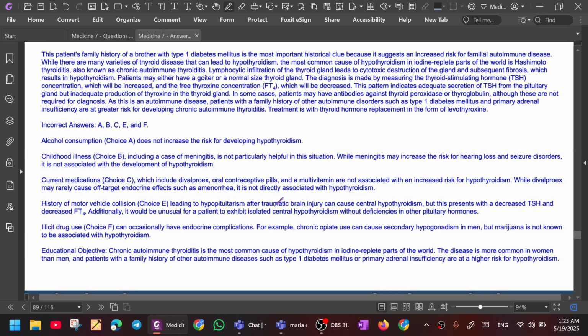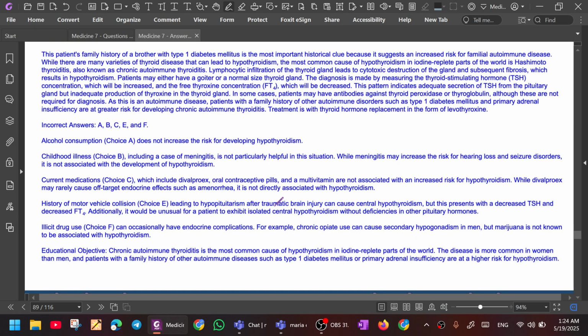The diagnosis is made by measuring the TSH concentration, which will be increased, and the free T4, which will be decreased. The pattern indicates adequate secretion of the TSH from the pituitary gland, but inadequate production of thyroxine in the thyroid gland. In some cases, patients may have antibodies against thyroid peroxidase or thyroglobulin, although these are not required for diagnosis.